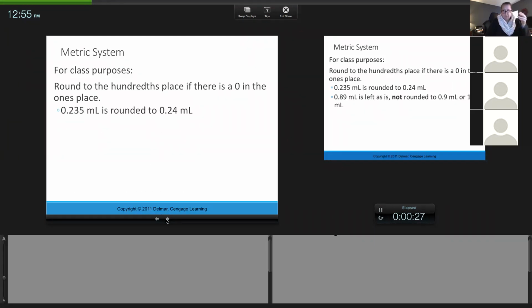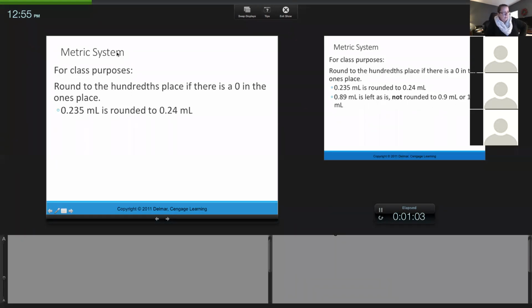if you have a zero in the ones place, so 0.235, you would round to the hundredths place. So in 0.235, 5 is in the thousandths place, 3 is in the hundredths, 2 is in the tenths. The 5 rounds up the 3 to a 4. So if your final answer was 0.235, it's okay to put 0.24. You would not want to put 0.2.